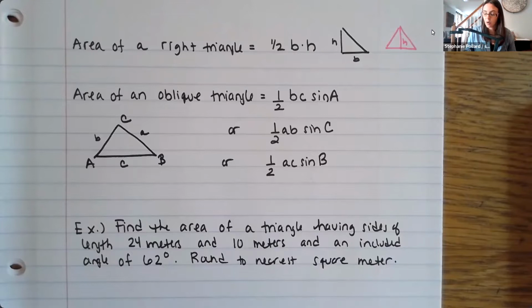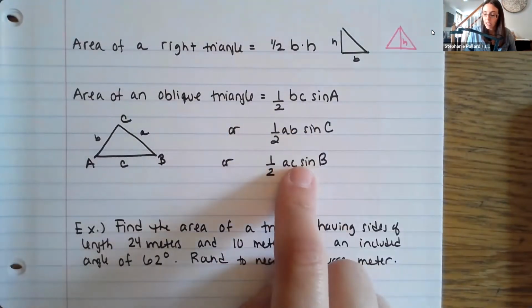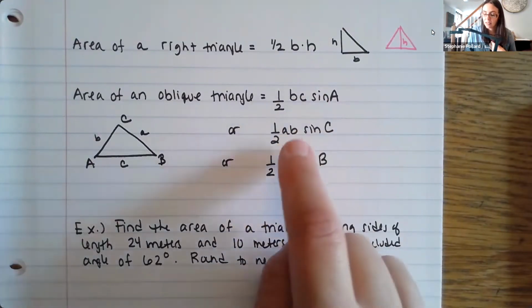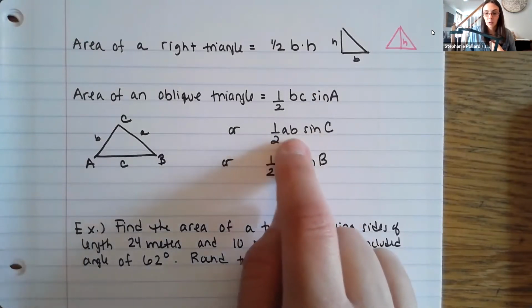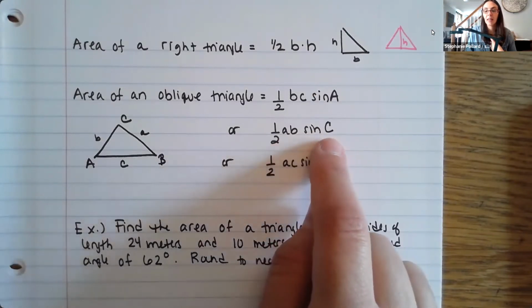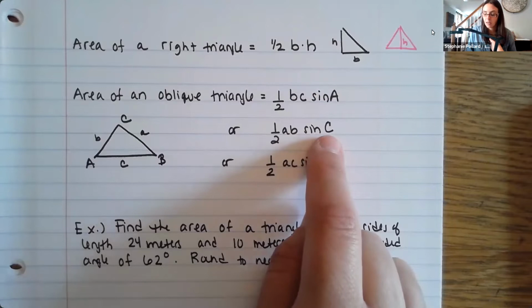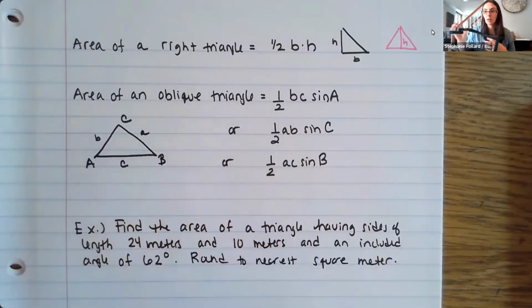So that formula is 1/2. And what you do is you multiply 2 of the lengths and you multiply by the sine of one of the angles. But the key thing here is that these are all different. So the 2 lengths that you use would be different than the opposite angle. So notice here you're using lengths a and b and then angle C. Here you're using lengths a and c and angle B. So it's always 3 different parts of that triangle.